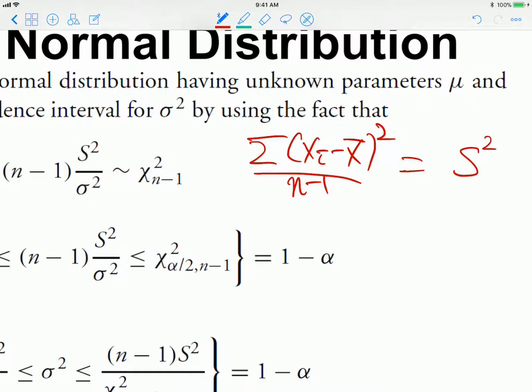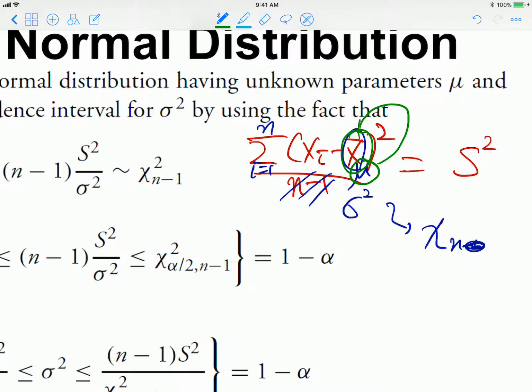In this case, if we replace this x bar with mu, divide by sigma squared, and sum over i from 1 to n, that will follow the chi-square distribution with degree n, right? Now the story was, instead of using the true mean, which we do not know, we replace it by our sample mean, and then the same representation will follow the chi-square distribution, but with one less degree of freedom, right? So far so good, right?